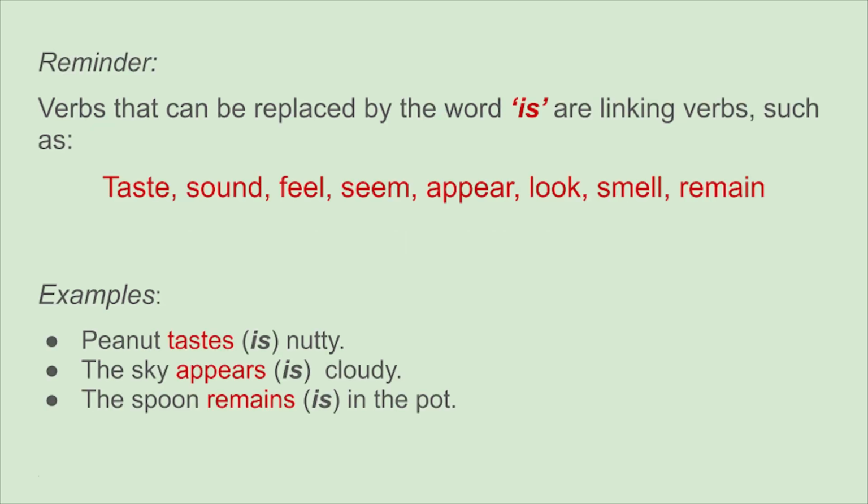As a reminder, verbs that can be replaced by the word is are linking verbs, such as taste, sound, feel, seem, appear, look, smell, and remain. For example, peanut tastes nutty. We could say peanut is nutty. The sky appears cloudy. The sky is cloudy. The spoon remains in the pot. The spoon is in the pot.